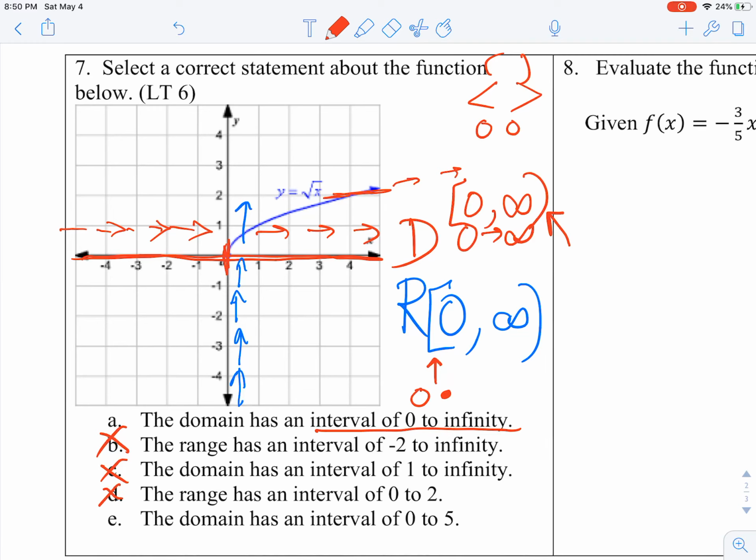So not that one. And then the domain has an interval of 0 to 5. That's a really commonly missed one because people say, well, the graph ends at 5 right here. But that arrow there that I accidentally covered up shows that it continues off the graph forevermore. So A is going to be our clear answer.